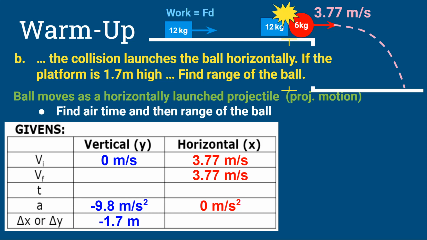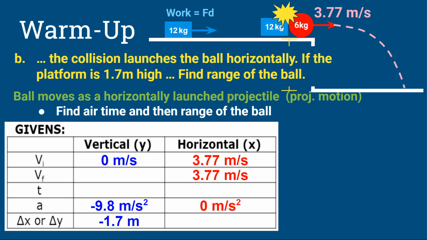I do know that horizontally I have no acceleration because horizontally I have no forces. And so my final horizontal velocity is also 3.77 meters per second, and my horizontal acceleration is 0. Vertically, however, I know that I have acceleration due to gravity. That's going to be negative 9.8 meters per second squared. And vertically, I know that it has to fall from the height of the platform to the ground. So it has to fall 1.7 meters because it said that the platform was 1.7 meters high. And so I filled out everything that I could into my table.